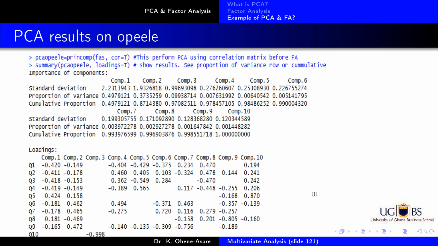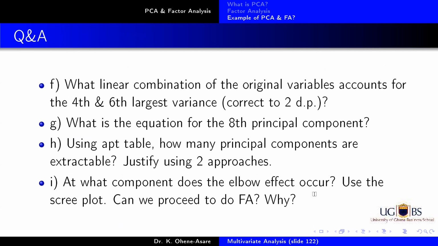And then the results of the PCA are given. Based on that, what linear combination of the original variables accounts for the fourth largest variance? What is the equation of the eighth principal component? Using appropriate table. Okay, and that was the question that was asked. Using appropriate table, how many principal components are extractable? Justify using two approaches. So you have to determine at what point of component the elbow effect occurs?